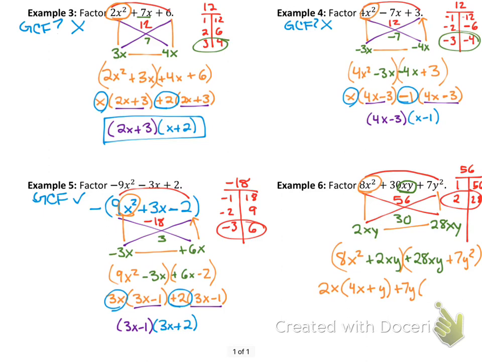28xy, if we take out 7y, we end up with 4x. And if we take 7y out of 7y squared, we end up with plus y. The insides do match. If for some reason they didn't match, you did something wrong. You should go back and fix it. And then the outsides give us the other factor. And that's it. That's how you factor when a is not 1.